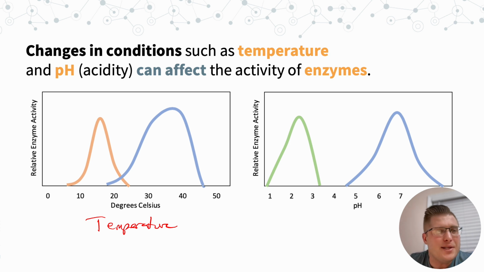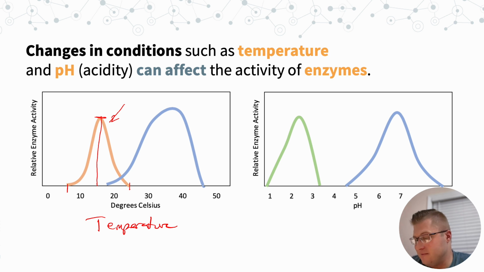I've got my enzyme in orange and my enzyme in blue. This one enzyme here apparently has its peak activity at a fairly low temperature range. Between the temperatures of, say, maybe 6 degrees and 24 degrees, it can do its job. It can work. The enzyme will act as a catalyst. It can keep reactions going. But there's kind of a sweet spot where it's going to do its best work.